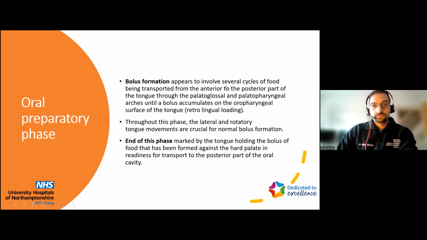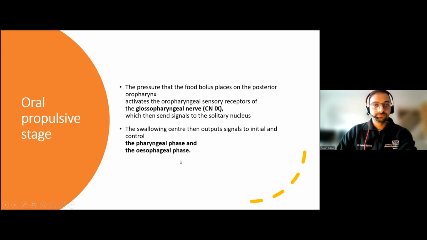The bolus formation appears to involve several cycles of food being transported from the anterior to the posterior part of the tongue through the palatoglossal and palatopharyngeal arches into the bolus. And this accumulates on the oropharyngeal surface of the tongue, also called retrolingual loading. Now, throughout this phase, the lateral and the rotatory tongue movements are crucial for normal bolus formation. End of this phase is marked by the tongue holding the bolus of the food that has been formed against the hard palate in readiness for transport to the posterior part of the oral cavity.